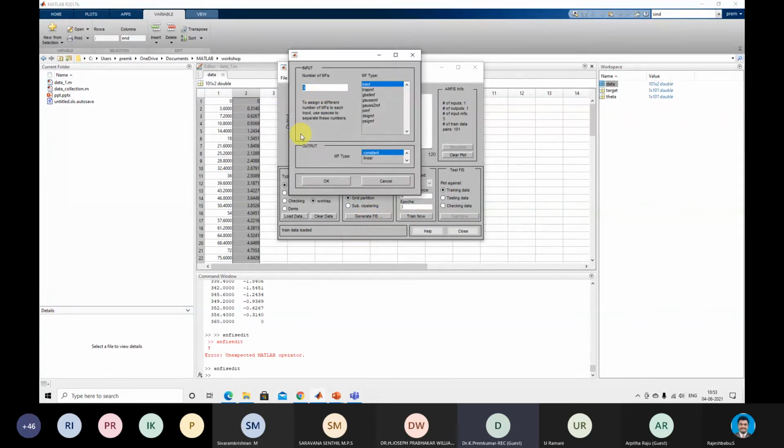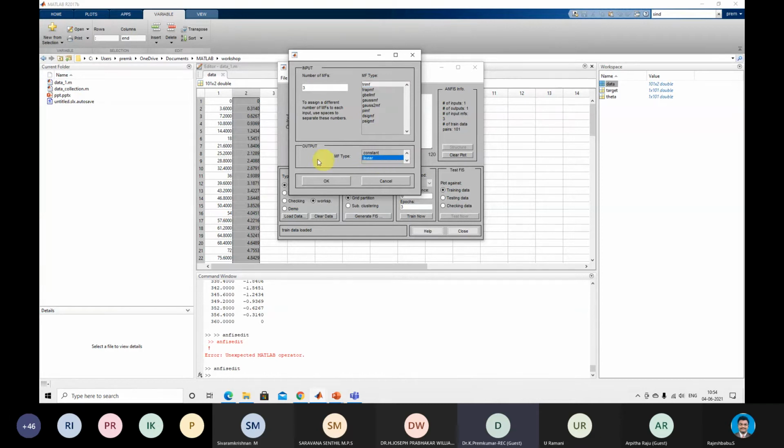There is only one input, so here you have the number of membership functions for only one input. You can choose the different membership function type from here: triangular, trapezoidal, bell-shaped, or Gaussian membership function. Whichever you want, you can select from that option. I'm going to select the triangular membership function here. And here you can see the output membership function type, whether you want to use constant or linear, right?